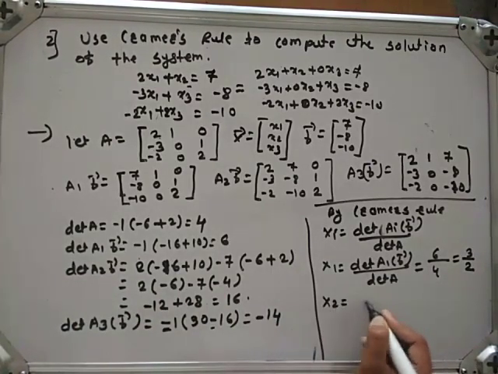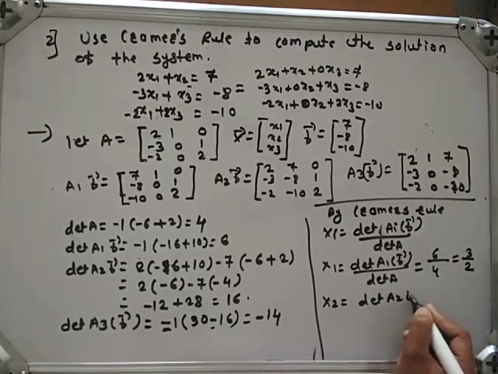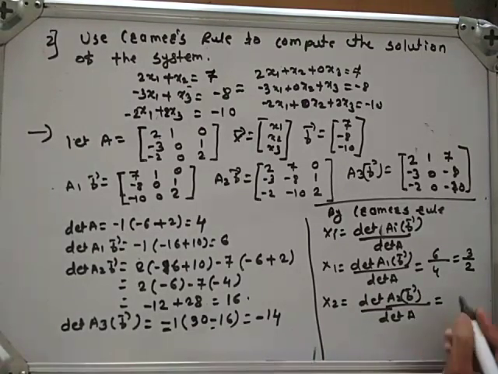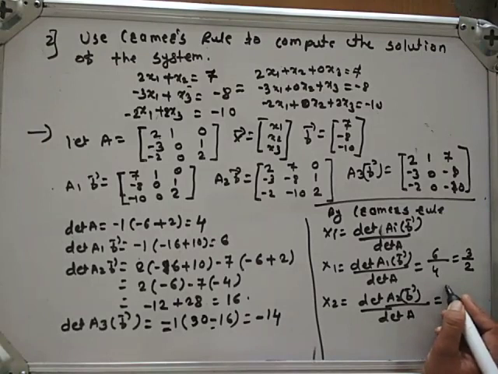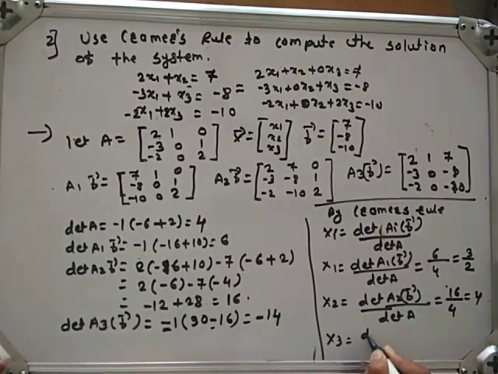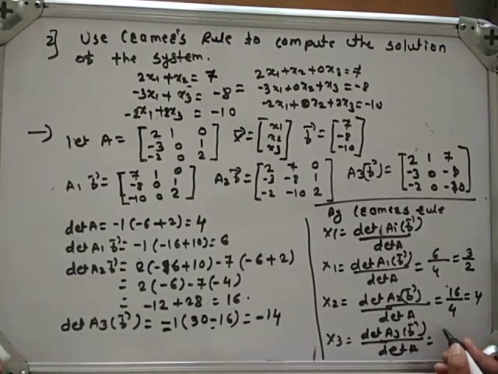Okay. X2 is equal to the determinant of A2 into B bar upon the determinant of A. The determinant of A2 into B bar is 16 upon 4, which is equal to 4. And x3 is equal to the determinant of A3 into B bar upon the determinant of A. This is equal to minus 14 upon 4. This is equal to minus 7 by 2.